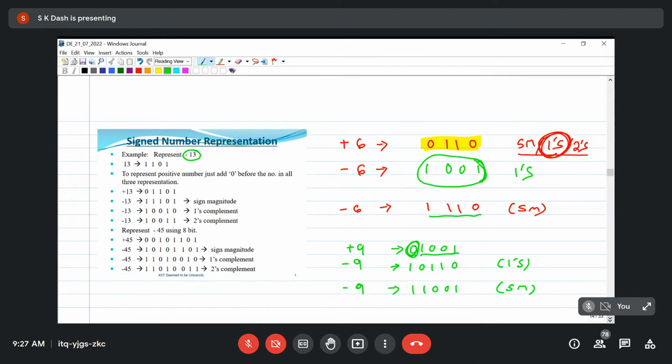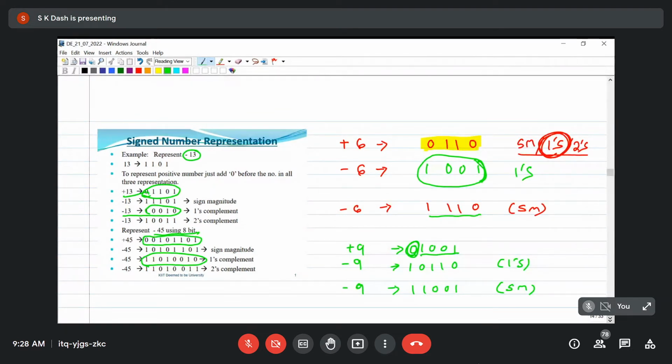The same example is given here. You can check two examples. 13 and minus 13: if you take the one's complement of this, you can represent minus 13. Similarly, for minus 45, take the one's complement of plus 45. Is it clear how to represent negative numbers using the one's complement method? Yes, sir.